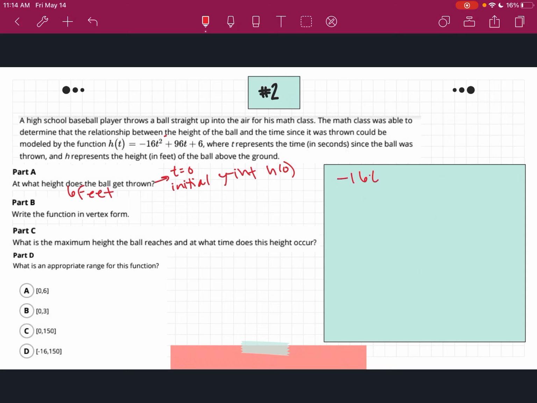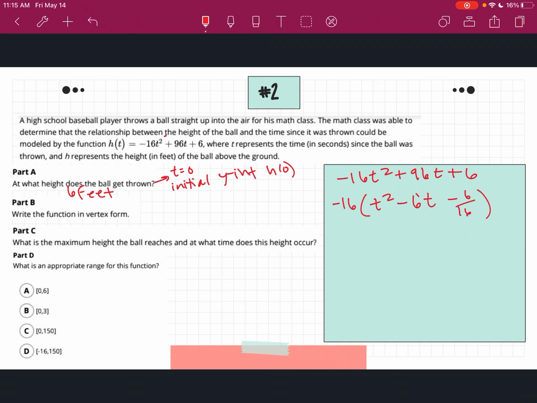So remember, that means we're going to have to complete the square here. Okay, first step to complete the square is if you ever have a number in front of the squared term, you need to divide that out first. So we're going to take out our -16. So we're left with t squared minus 6t minus 6 over 16. Just leave that as a fraction.